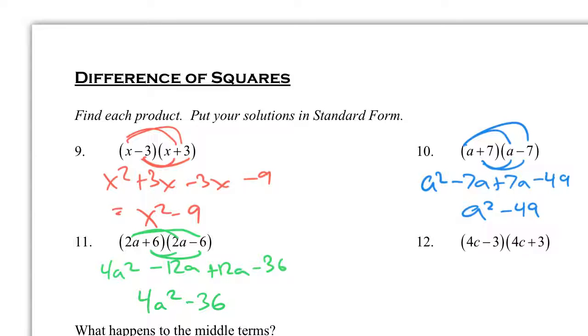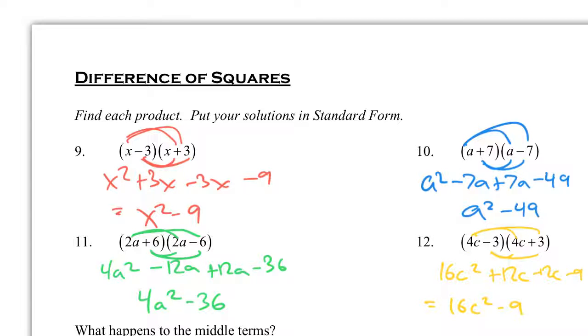Seen a pattern yet? Let's do number 12 real quick. 4c times 4c is 16c squared. And then I get plus 12c and minus 12c minus 9. So my final answer there is 16c squared minus 9.